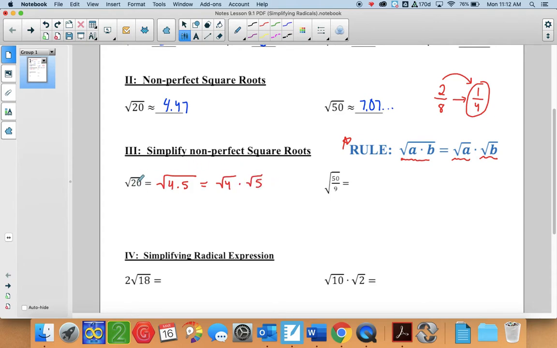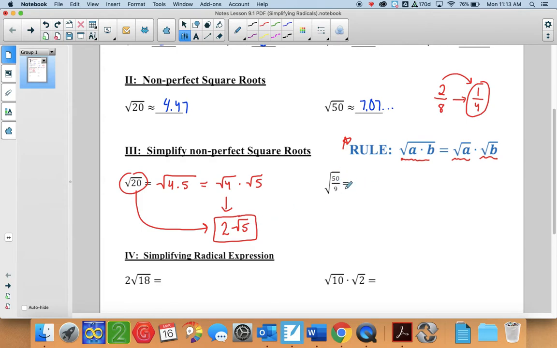And why in the world did I do that? I'll tell you why I did that. It's because I know what the square root of 4 is. The square root of 4 is 2. But we don't know the square root of 5. It cannot be simplified down any further. So the square root of 20 is the same thing as 2 root 5. That's our goal in these lessons. Just like in middle school, 2/8 is the same as 1/4. In high school, the square root of 20 is the same as 2 root 5.